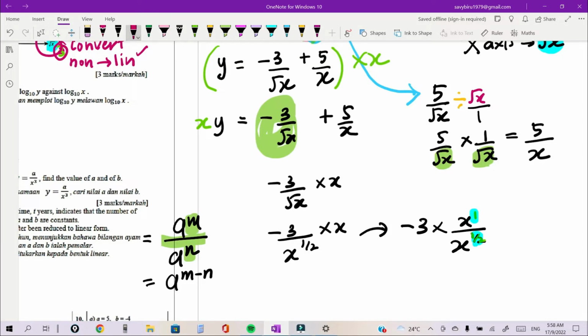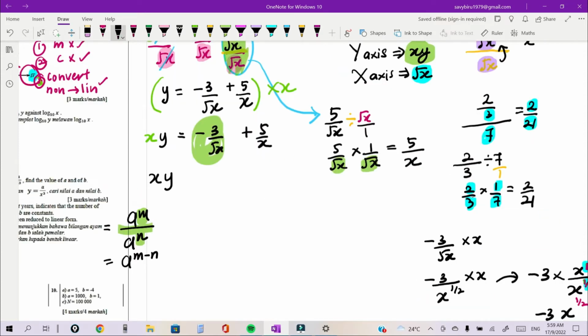1 minus half, dia jadi apa? Jadi half. 1 minus half becomes half. X power of half is the same as sec x. So negative 3 sec x. So this one jadi negative 3 sec x.